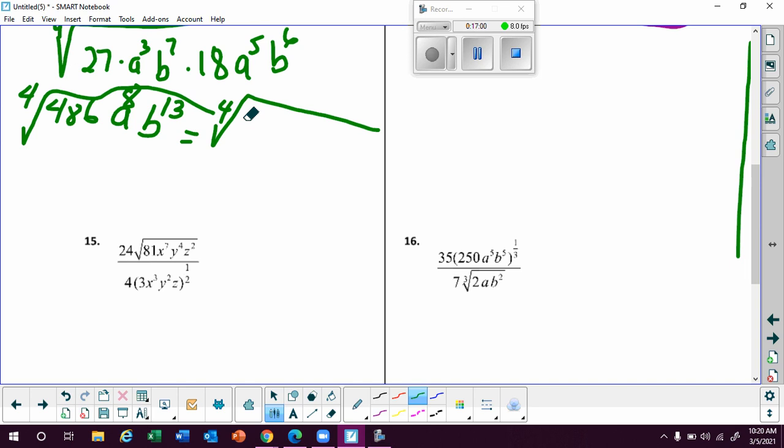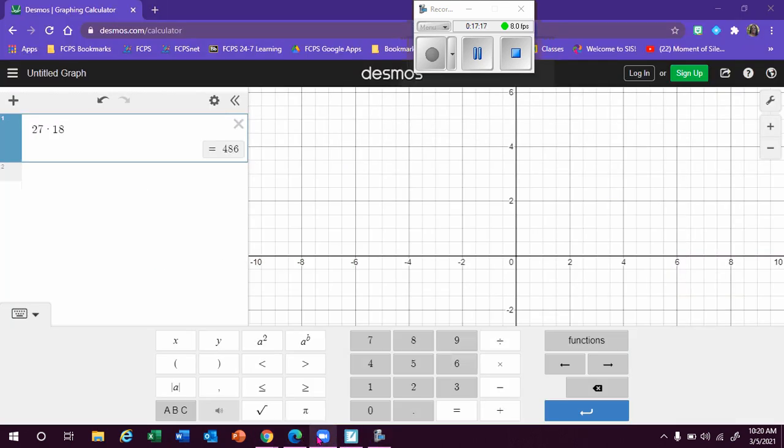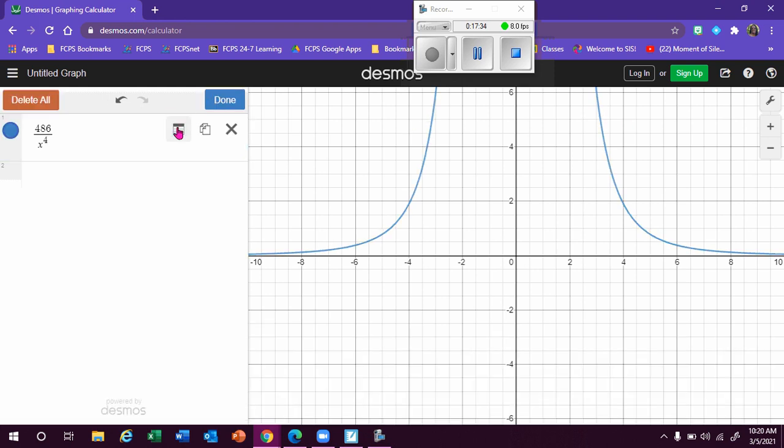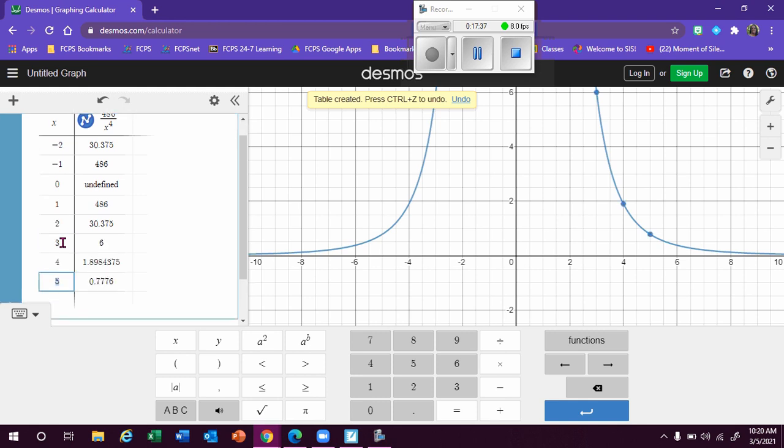So 486. a to the 8th is divisible, but b, I will write it as b to the 12th and b to the 1st. So let's do 486. Let's go to my Desmos. I put 486 divided by x to the power of 4, because it's the fourth root. Then I go to the table and go down until I find a number that is less than 1, which I just did.